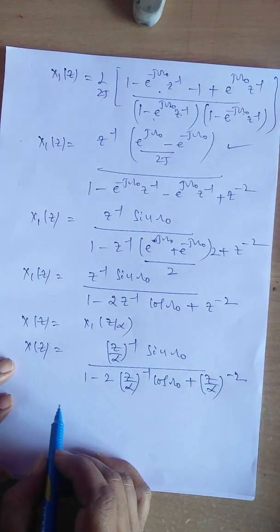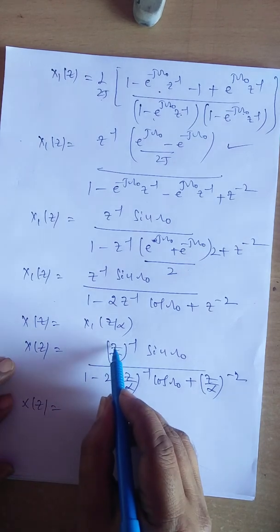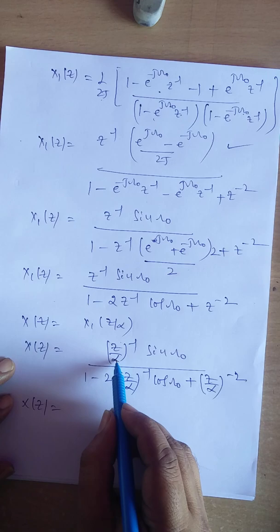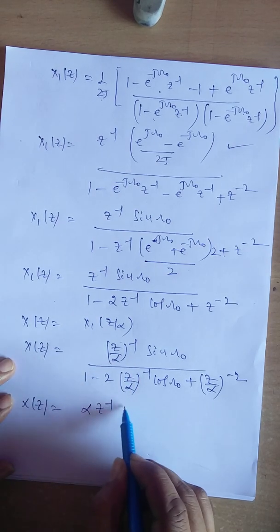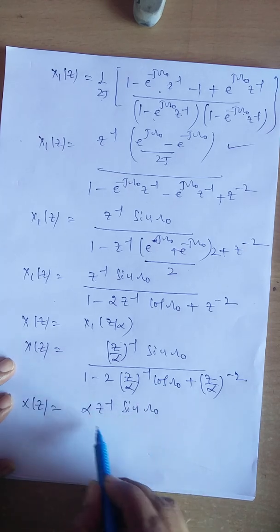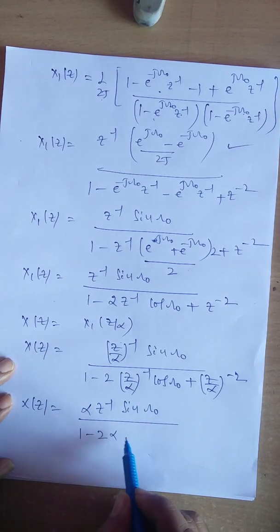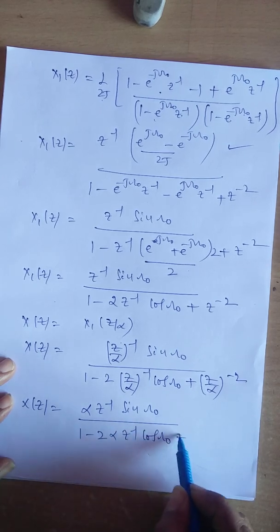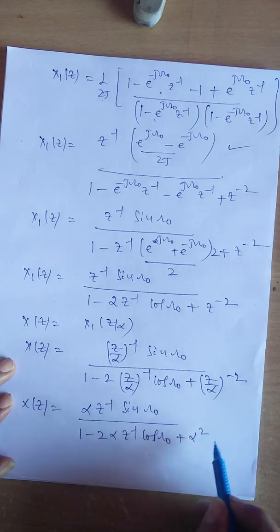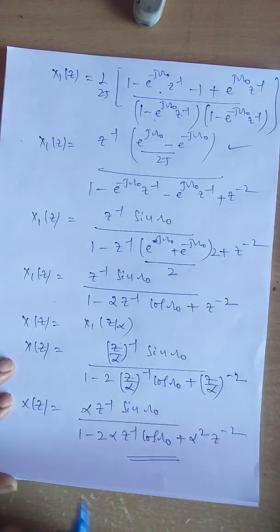You can write this as x of z is equal to z to the power of minus 1 divided by alpha to the power of minus 1, which can be written as alpha into z inverse into sine of omega naught, divided by 1 minus 2 alpha z to the power of minus 1 into cos omega naught plus alpha square into z to the power of minus 2. This completes the first problem.